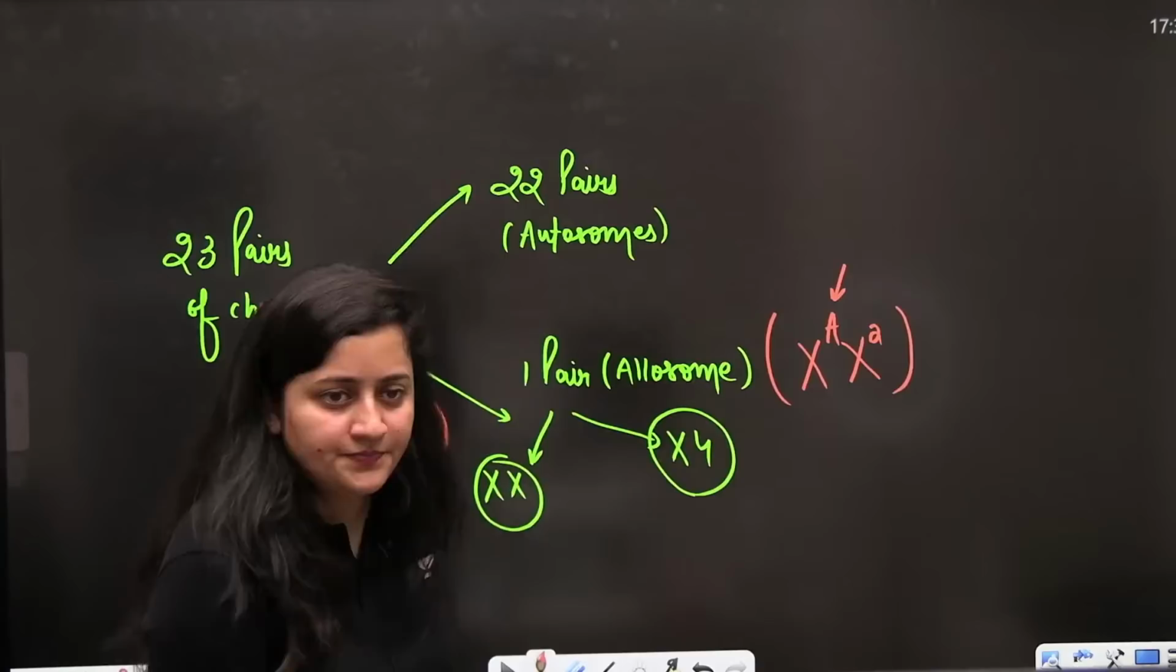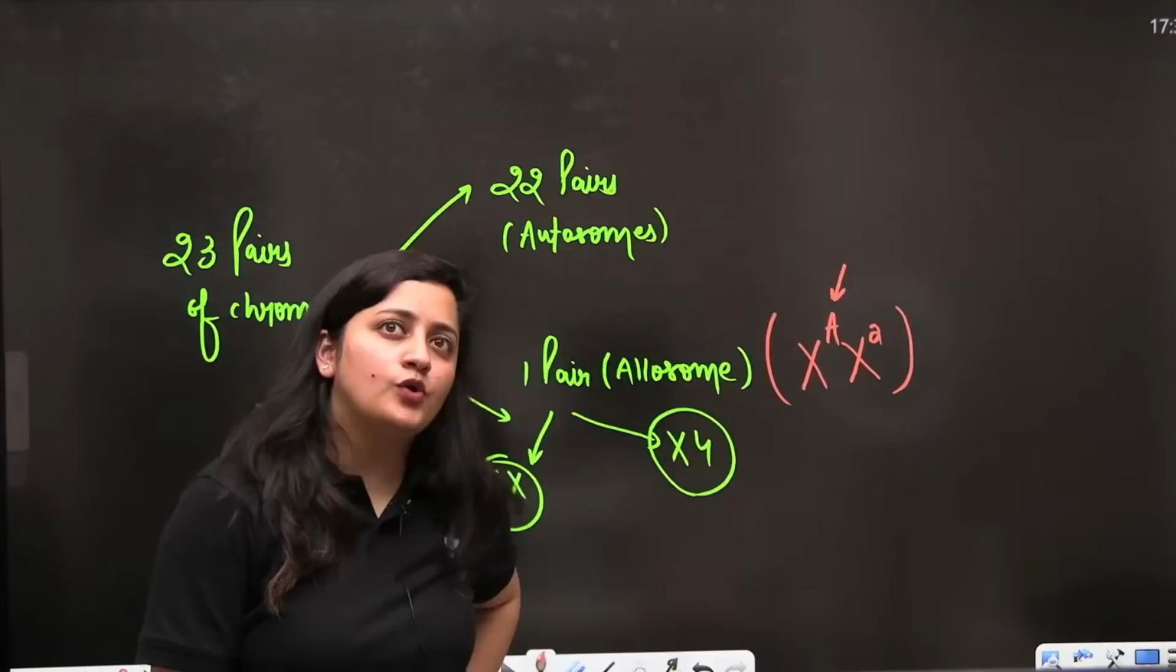Can we come to the points that you need to remember to solve the pedigree? Yes or no? Can we discuss that?